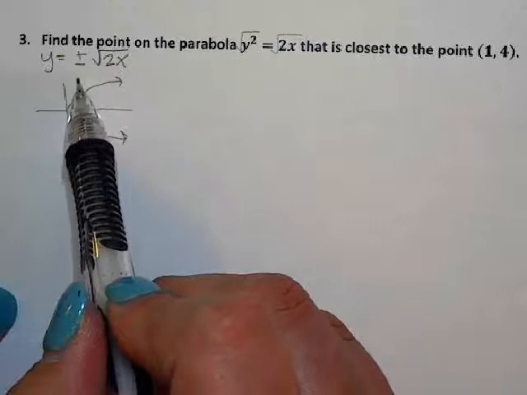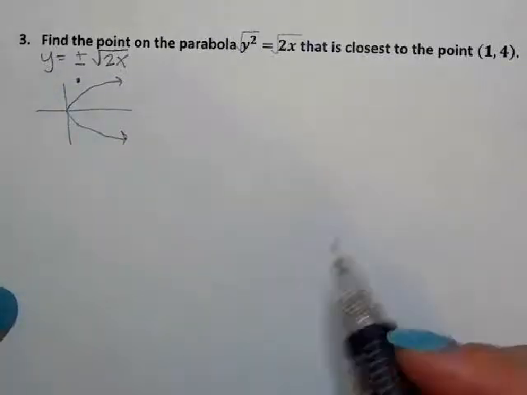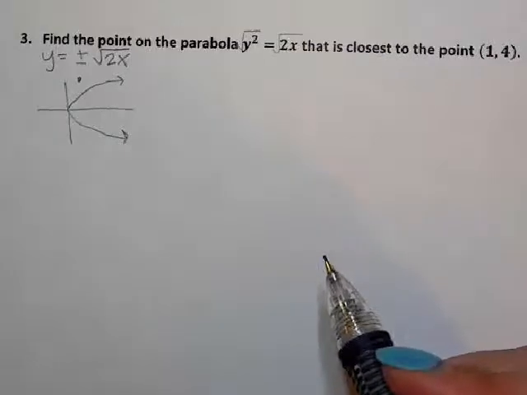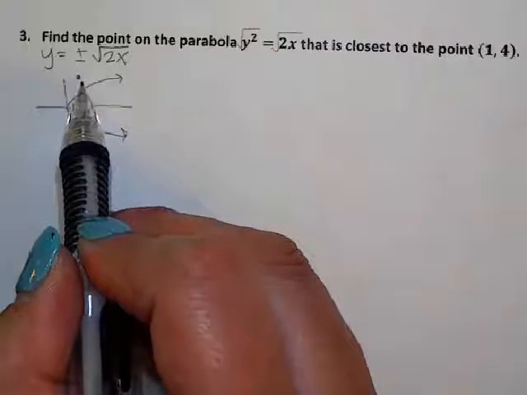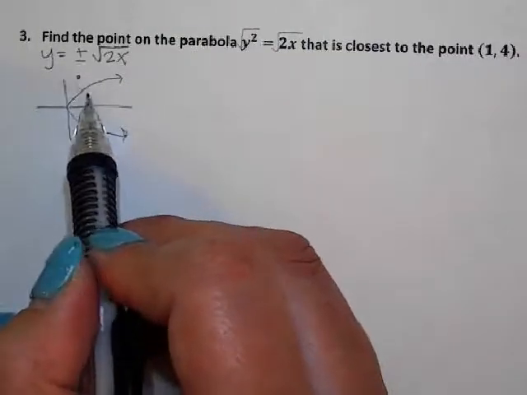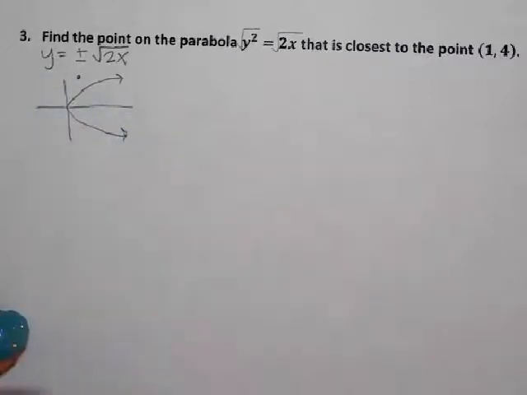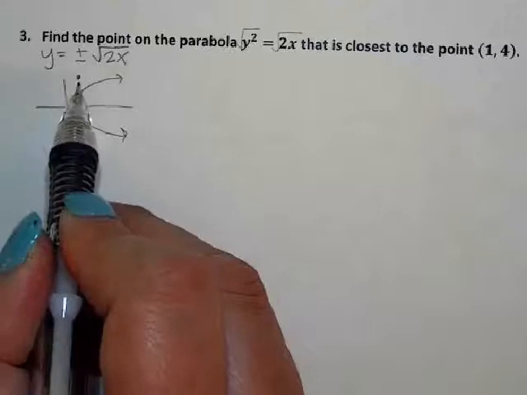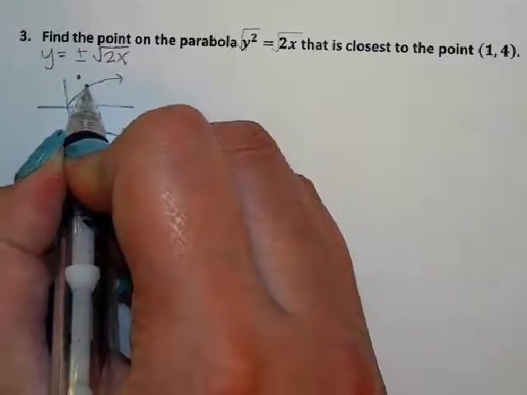That's the optimization that we are doing. So if we're finding the point that is closest to (1, 4), we are going to minimize the distance between the parabola and that point, okay? When you optimize, you can maximize something or you can minimize something. In this case, we are going to minimize the distance between this point right here and this point right here. I don't know what that point is, but I know that it's an x and a y coordinate. So this point up here is (1, 4).